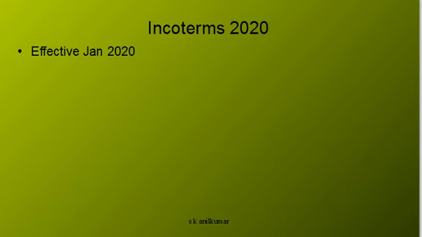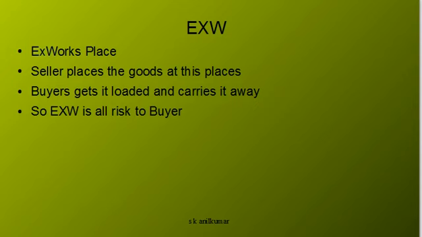Effective January 2020, the new form of Incoterms is coming into effect. The most popular Incoterms are ex-works. Ex-works at a given place, which is normally the supplier's place. For example, gate number 3 of the shipper's factory. Seller places the goods at this place. The buyer gets it loaded and carries it away.